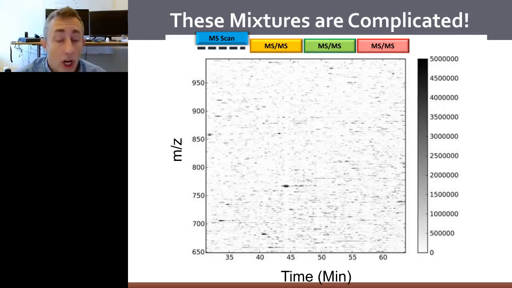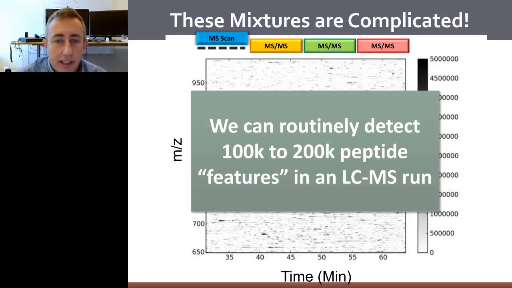So there are hundreds, if not thousands, of individual peptides coming up the column. And if you look at this a slightly different way, we now know that we can detect between 100,000 and 200,000 peptide features in an LCMS run. This is a lot of data that's coming off in a very short period of time. And most of our runs are between 1 and 2 hours.